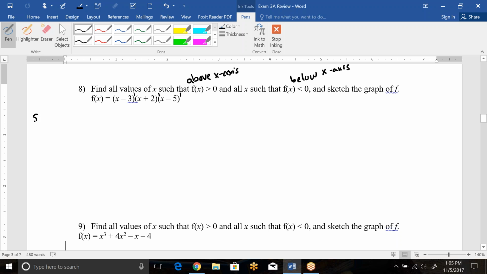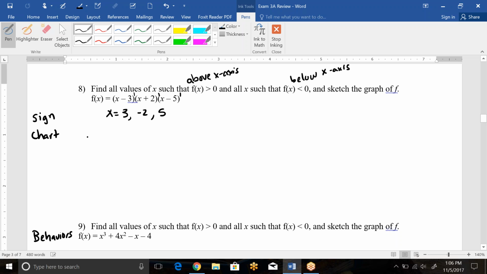So I'm going to use a sign chart to do this one. And I'm going to use behaviors to do this one. So I'm going to show you two different ways. And like I said, they both rely on us getting the x-intercepts first. So you need to have it factored. So this one's already factored. So the x-intercepts here are 3, -2, and 5 if we set each of those equal to 0.